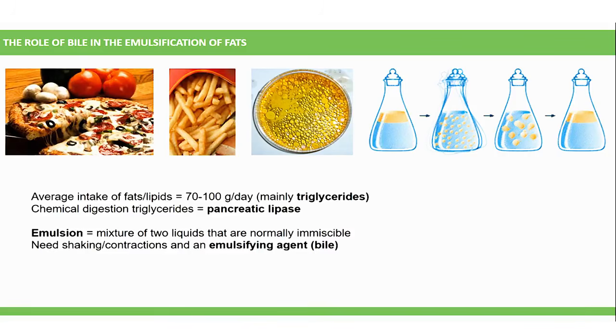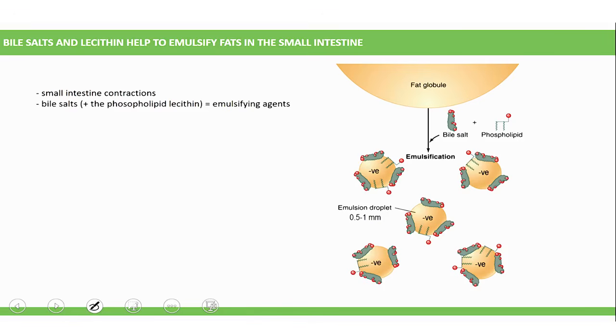So your salad dressing needs an emulsifying agent, which will allow these two liquids that are normally unmixable to mix together to form an emulsion. So within your gut, your emulsifying agents are your bile salts and the phospholipid lecithin. So your fatty chyme empties from your stomach into your duodenum of your small intestine. We have large fat globules on top of the watery chyme.